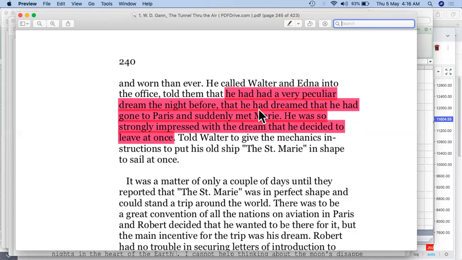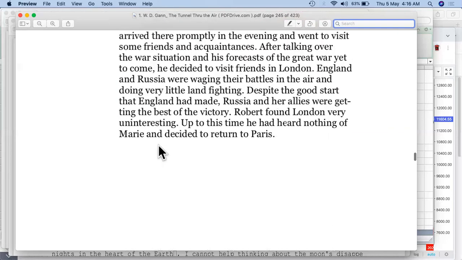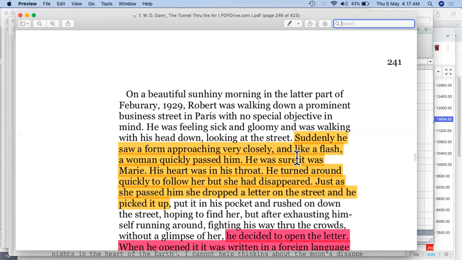So this is about one of the things he had, very peculiar. Further during that part, he had a very peculiar dream the night before, that he had gone to Paris and suddenly met Mary. He was so strongly impressed with the dream that he decided to live for once. So he went to Paris and tried to search for her. And suddenly he saw a form approaching very closely, and like a flash, a woman quickly passed him. He was sure it was Mary. His heart was in his throat. He turned around quickly to follow her, but she had disappeared.